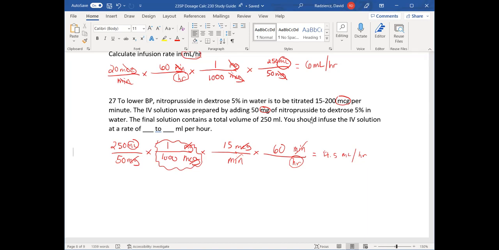You would set up the second part of this the same way, except instead of 15, you would use the 200, and everything else would be exactly the same. That's what these dotted lines are, just to say, quote what's above. So I would just do 250 times 200 times 60 divided by 50 divided by 1,000. And then I would get the 60 mL per hour.